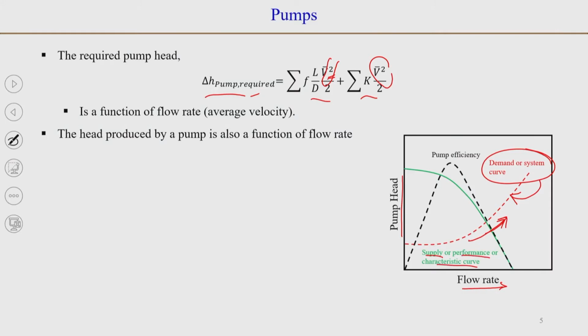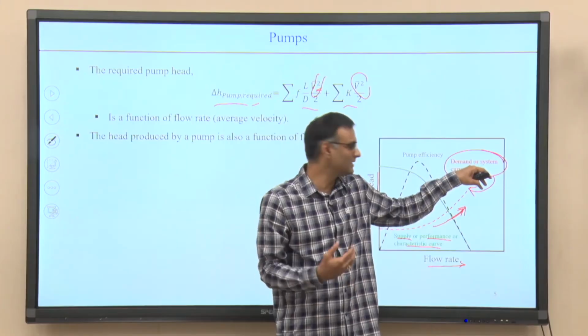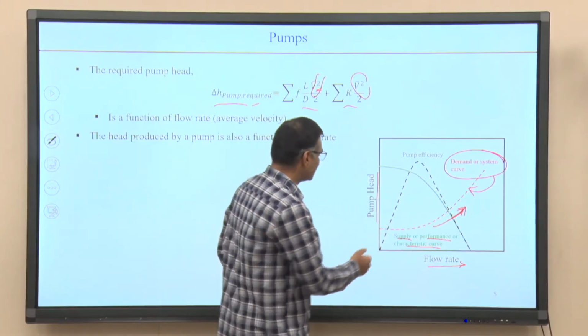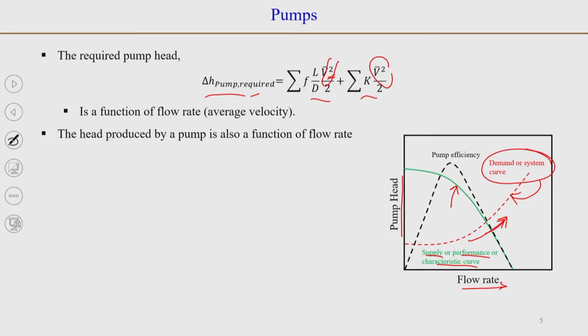So, this is what is required for a particular system, and this is what a pump can provide, in green color. You can see here that the pump head decreases with an increase in flow rate, and this is typically given by some H naught minus some constant B Q squared.